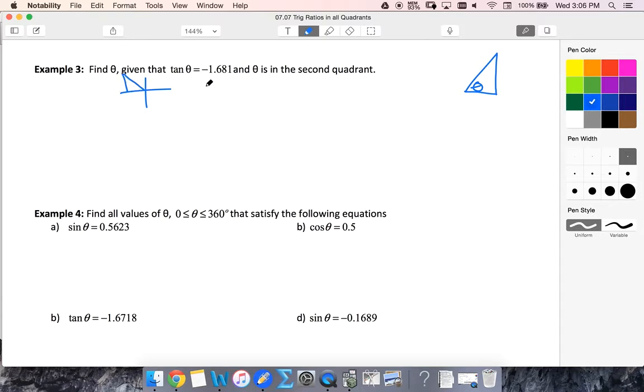I'm not asked, though, what are the y value and the x value. I'm asked, what is theta? So here's going to be my theta, but that theta is going to have a matching reference angle of this size. So here's my reference angle over here. So I've got 2 ways I can figure out this reference angle.